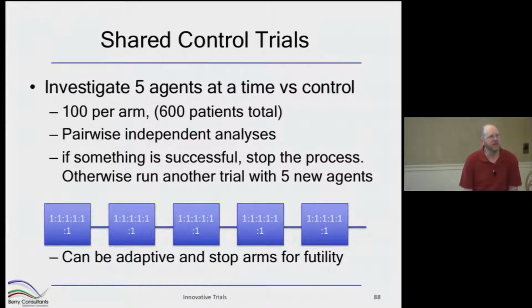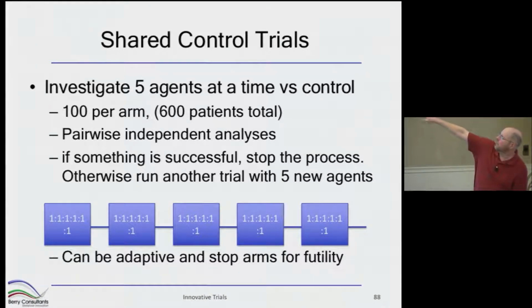So here's another way to do this search. Instead of looking at one-to-one over and over again, well, what does that do? My first one-to-one trial, I enrolled 100 controls. My second one-to-one trial, I enrolled another 100 controls. The third one, I ran another 100 controls. That's the same control over and over again. So that doesn't make a lot of sense. Let me at least combine those.